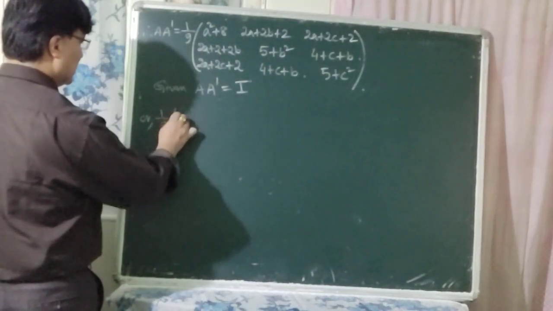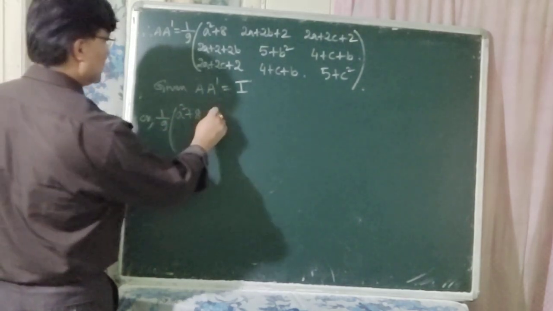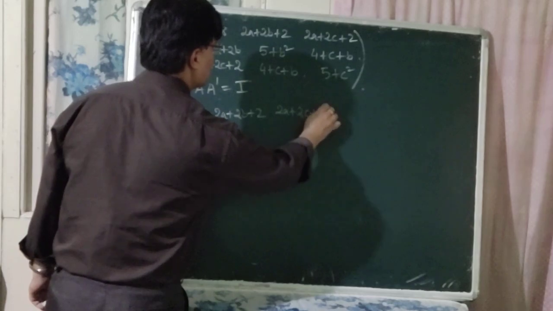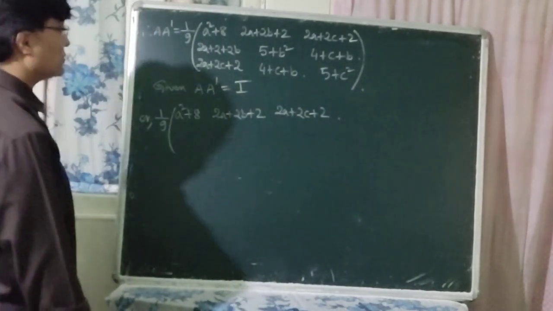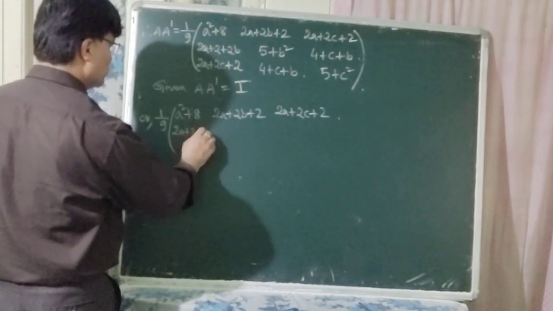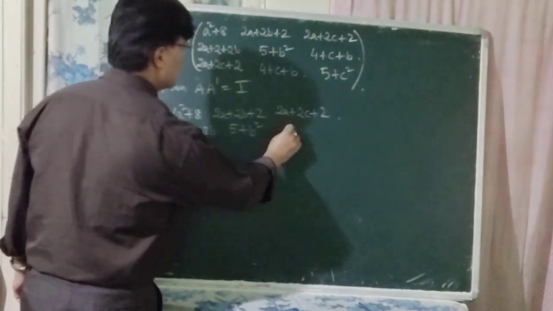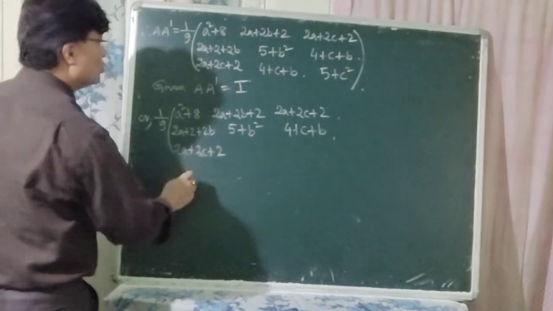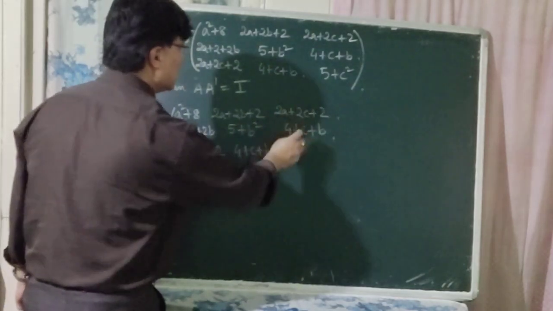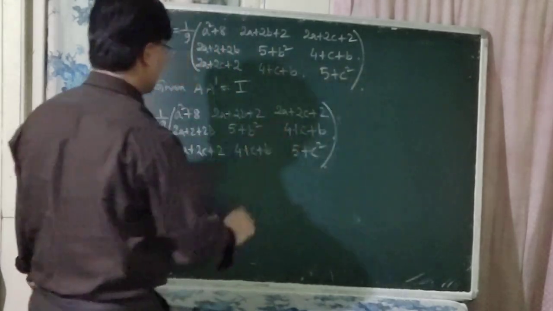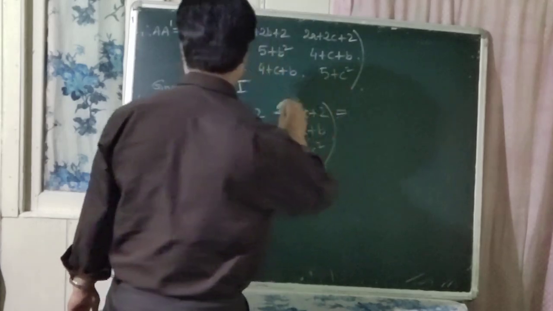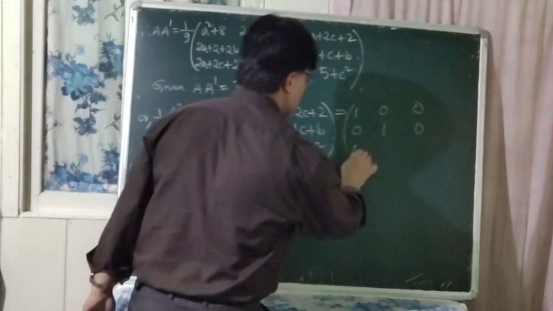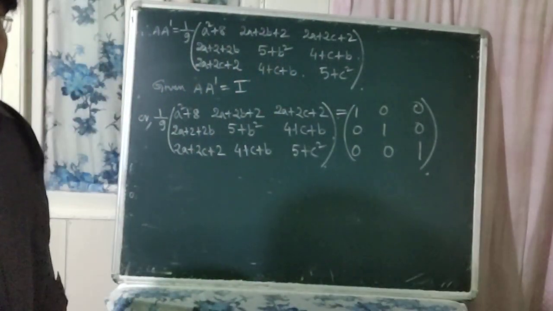That is 1 upon 9 times A square plus 8, 2A plus 2B plus 2, 2A plus 2C plus 2, right? And next one is 2A plus 2 plus 2B. This is 5 plus B square, and this is 4 plus C plus B. And next, 2A plus 2C plus 2. This is 4 plus C plus B. And the next one is 5 plus C square, right? So which is equal to what is I? Actually, I is 1 0 0, 0 1 0, 0 0 1. So this is your identity matrix of order 3.